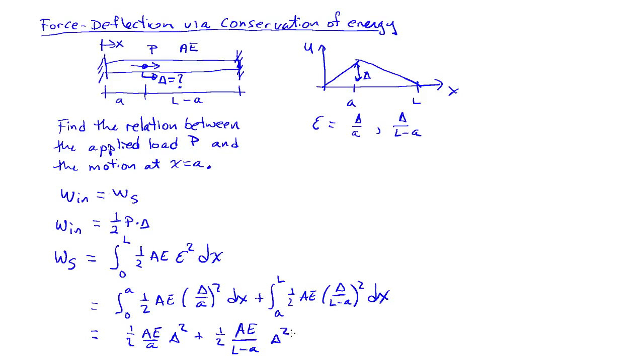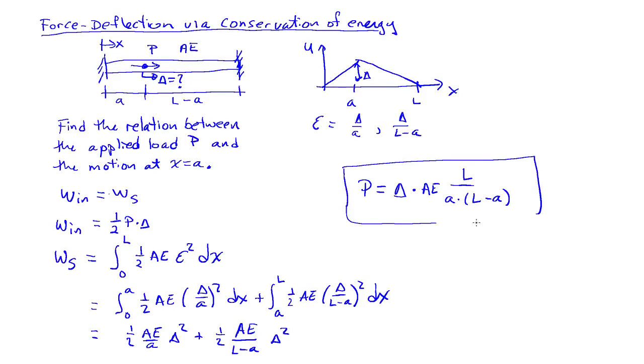So setting that equal to 1/2 P delta, I can solve for P. So P is equal to delta times AE, and rearranging the fractions we get L over A times L minus A. So this provides a relationship between the applied force P and the motion delta.